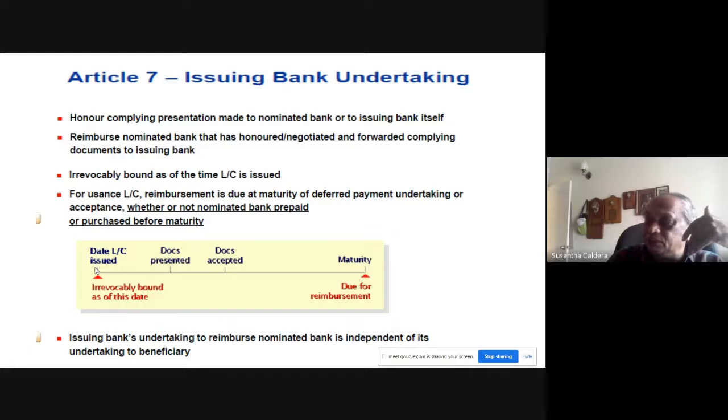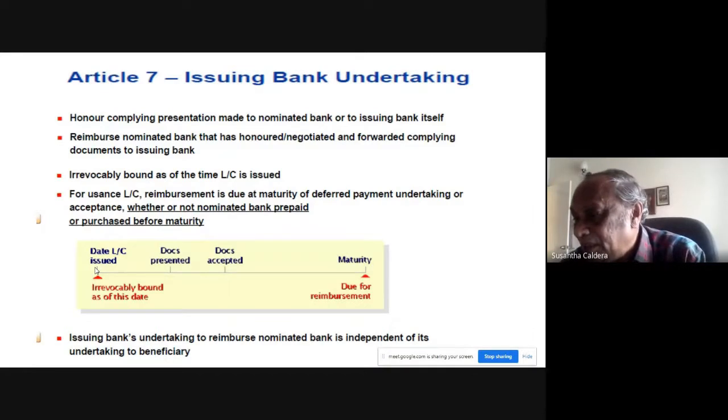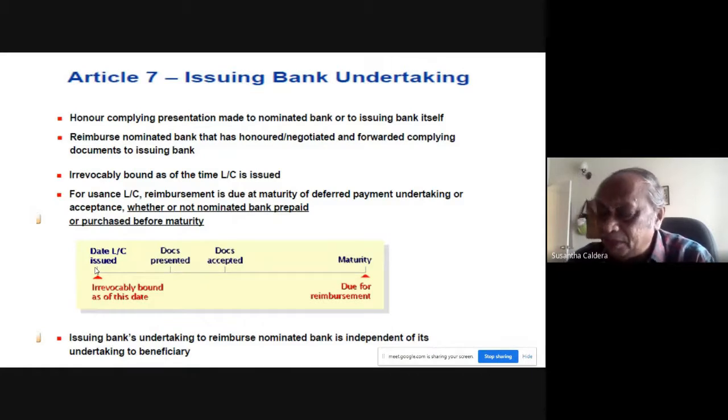But if the documents are received by the issuing bank after 11:45 in the night, is it in the same day? Same day, within the day. But we will not take it as a compliant presentation because it is not within the banking hours.